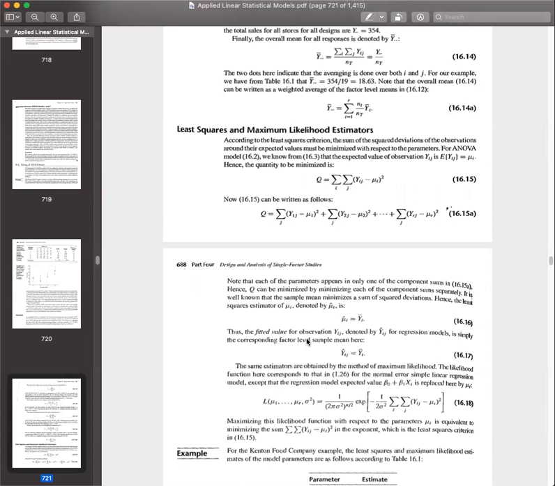Note that each of the parameters appears in only one of the component sums. Hence, Q can be minimized by minimizing each of the component sums separately. It is well known that the sample mean minimizes a sum of squared deviations. Hence, the least squares estimator of μi is denoted μi hat, which is equal to Yi bar. Thus, the fitted value for observation Yij for ANOVA models is simply the corresponding factor level sample mean, where Yij hat is equal to Yi bar.